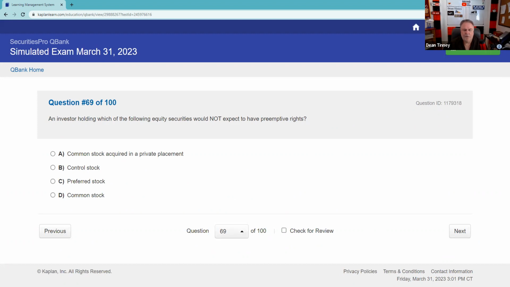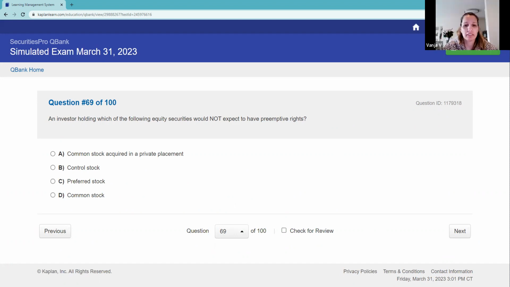An investor holding which of the following securities would not expect a preemptive right? Remember, do you know what a preemptive right is? That's a right to maintain proportionate ownership. An investor holding which of the following equity securities would not expect one? Common stock acquired in a private placement, control stock, preferred stock.